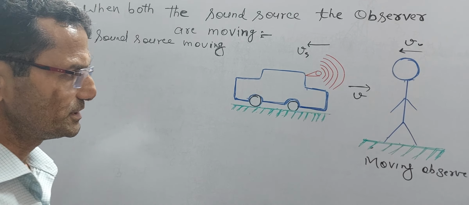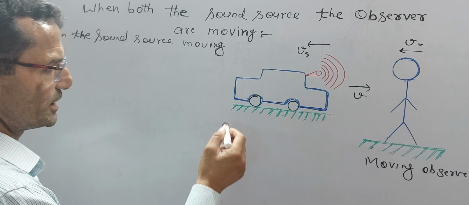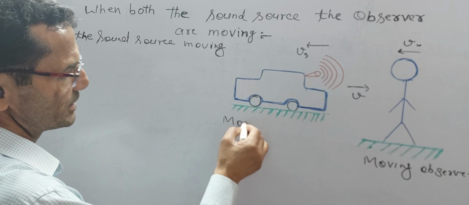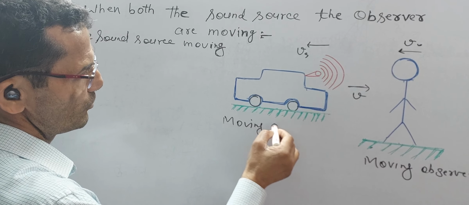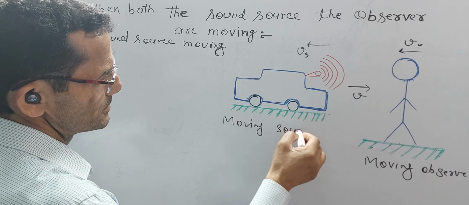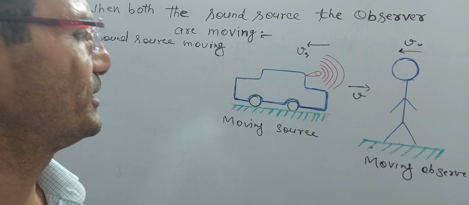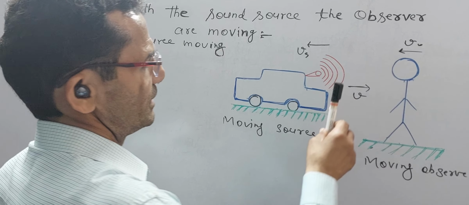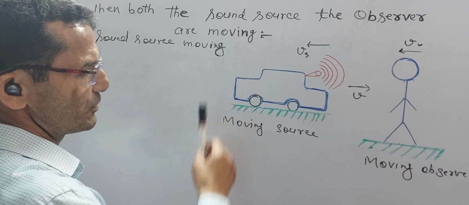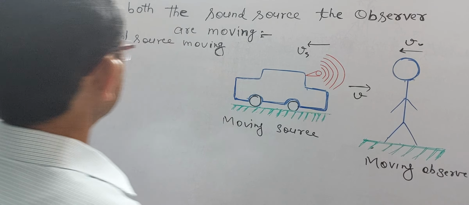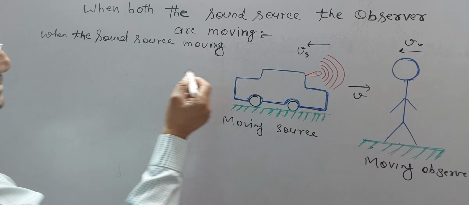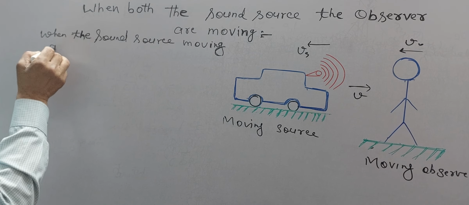So here both are moving. This is a moving source. So let us go one by one. In the first case, the sound source is moving away from the observer.